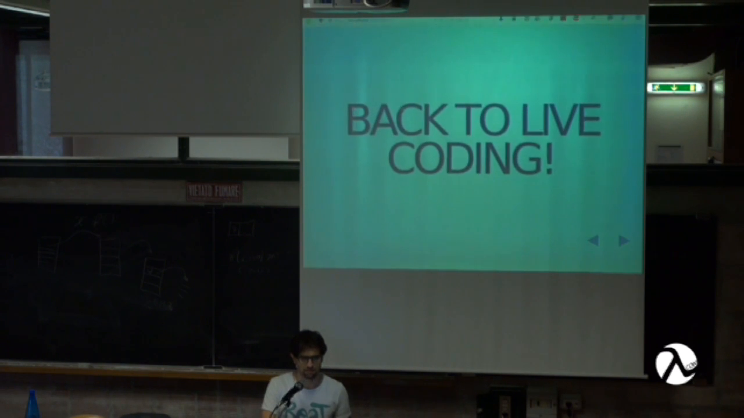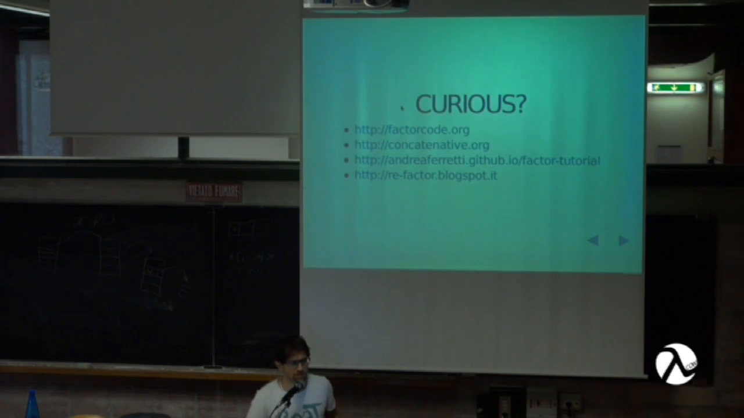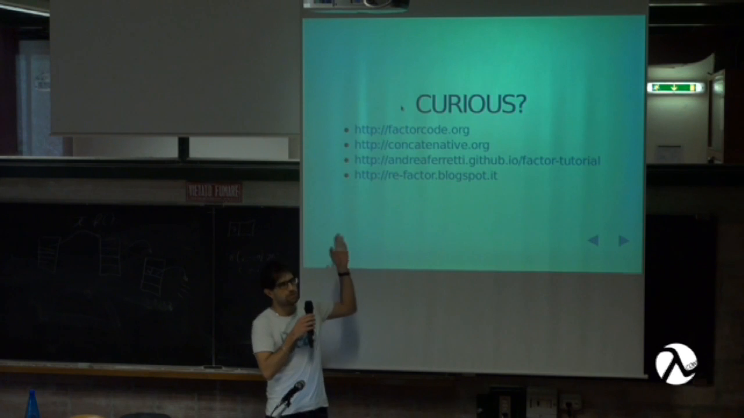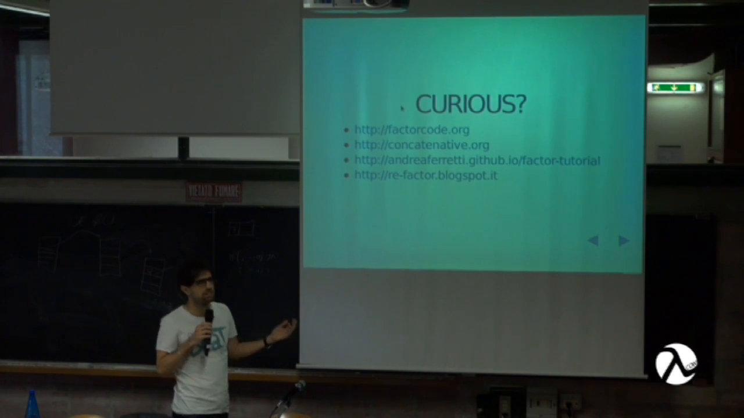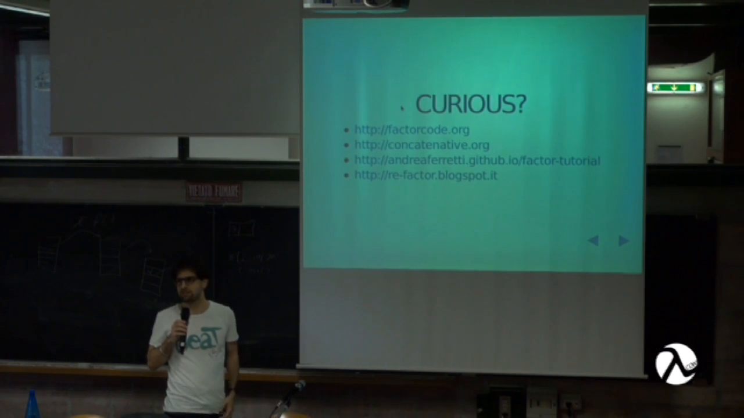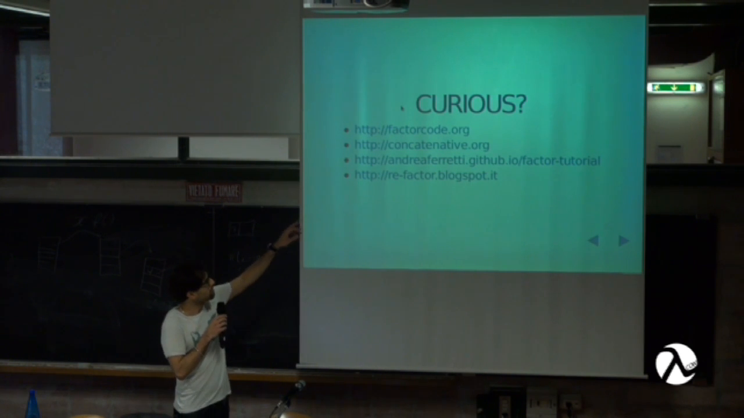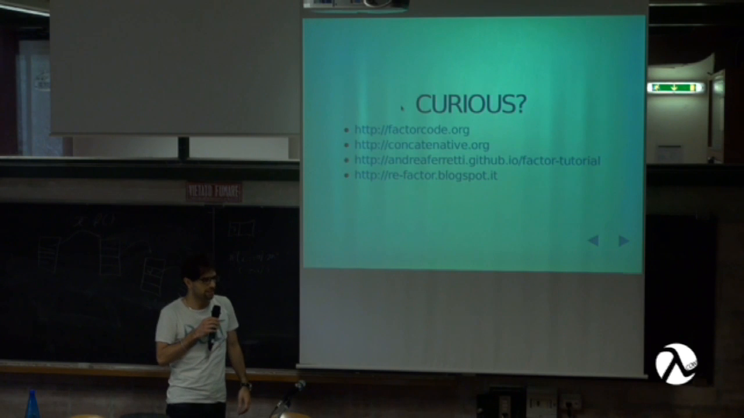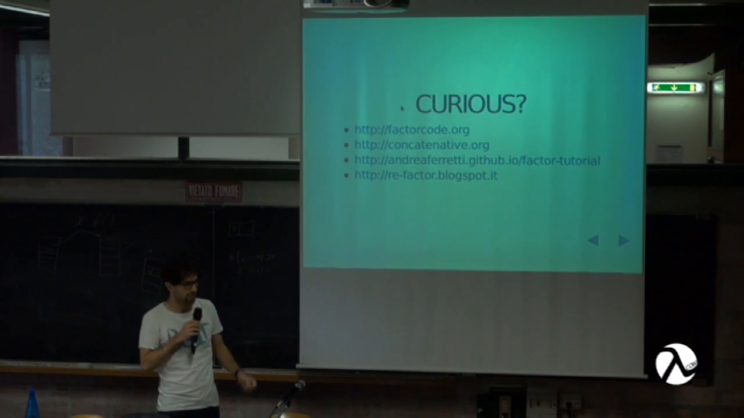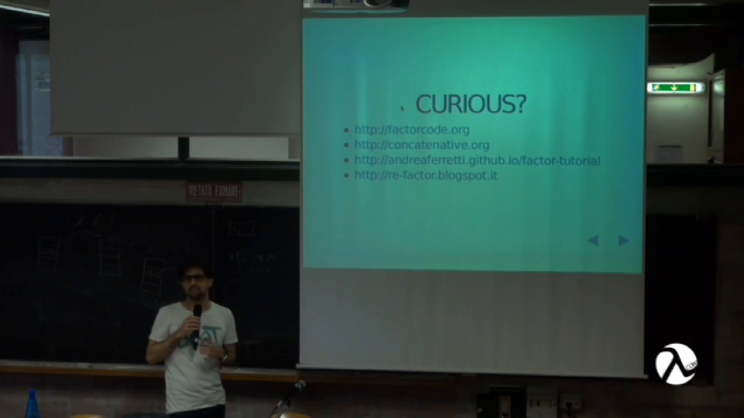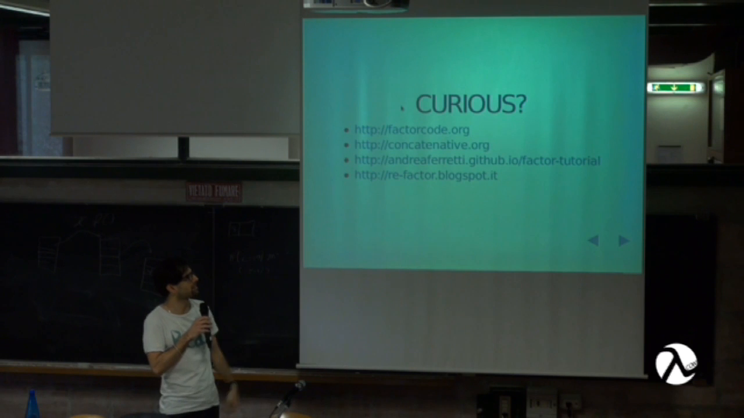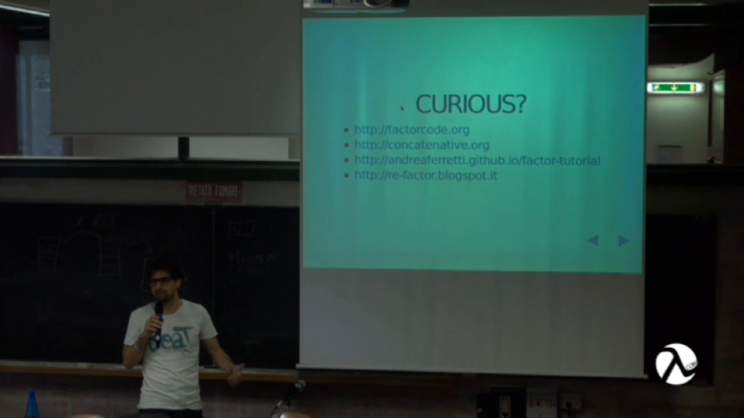I really do not have much more time now, but I will suggest just some resources. There is factorcode.org, where you can find Factor itself. Concatenative.org is quite ugly, but the only site that collects resources about concatenative programming. Then there is a tutorial that you find on my GitHub. And then there are a number of blogs, the main blog is re-factor.blogspot.it, which collects many little nifty utilities or little things done in Factor, which are very useful to get started.